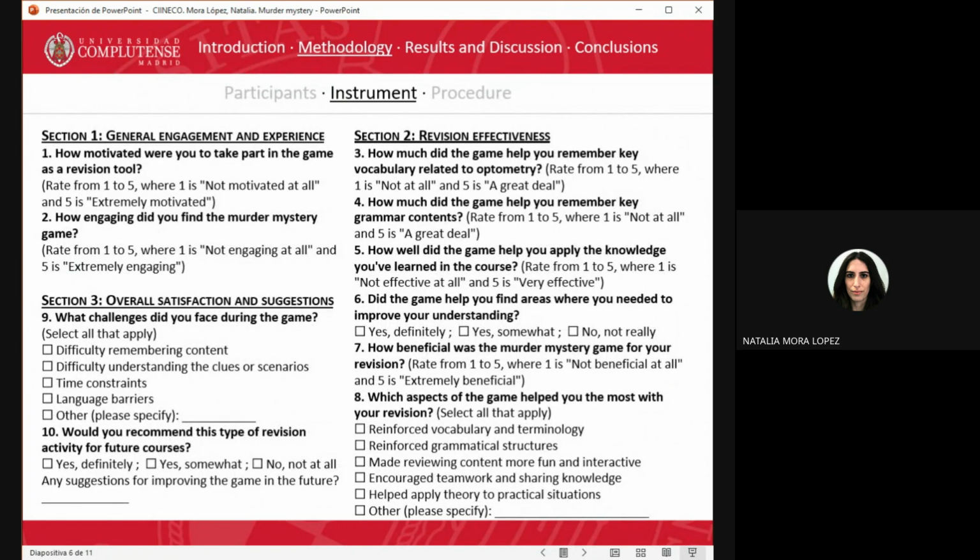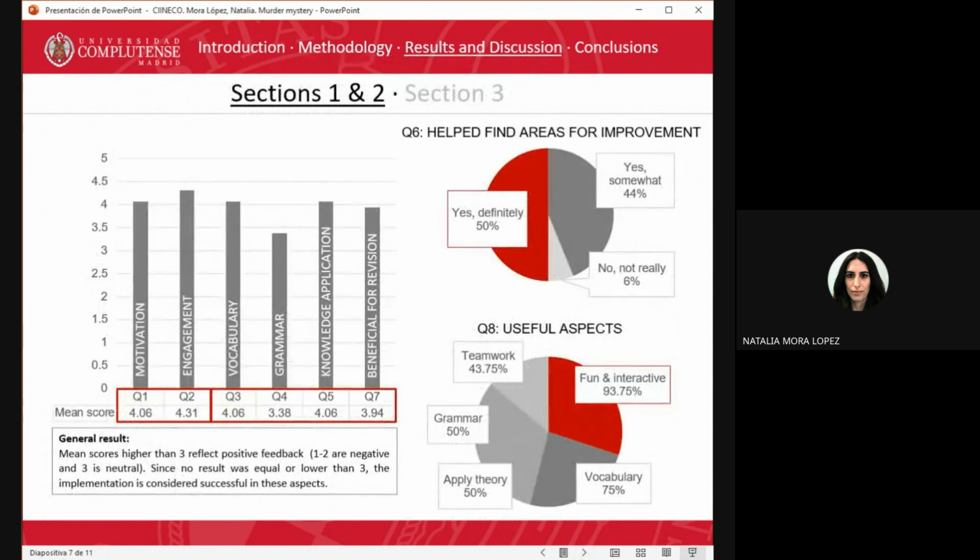So these are the questions, in case you want to stop the presentation and take a look at them. You can see that it has 3 sections: general engagement and experience, a second one to address the revision effectiveness, and then overall satisfaction and suggestions at the very end. Talking about sections 1 and 2, the results are all above 3. So the results are good because they agree with the statements.